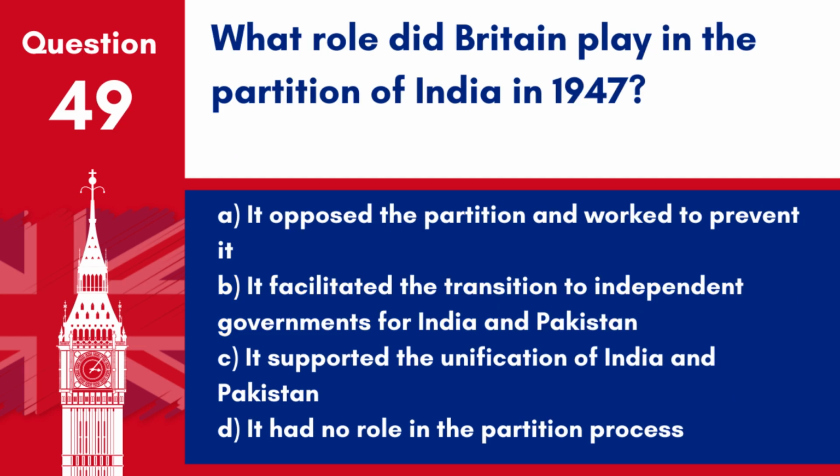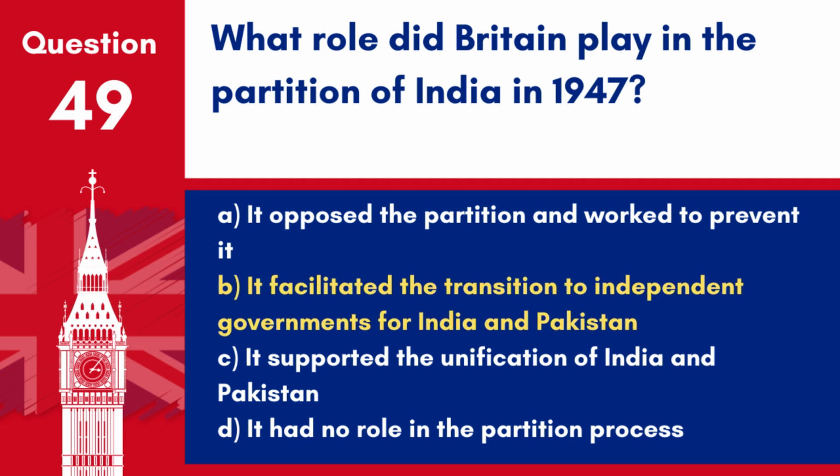Question 49. What role did Britain play in the partition of India in 1947? A. It opposed the partition and worked to prevent it. B. It facilitated the transition to independent governments for India and Pakistan. C. It supported the unification of India and Pakistan. D. It had no role in the partition process.